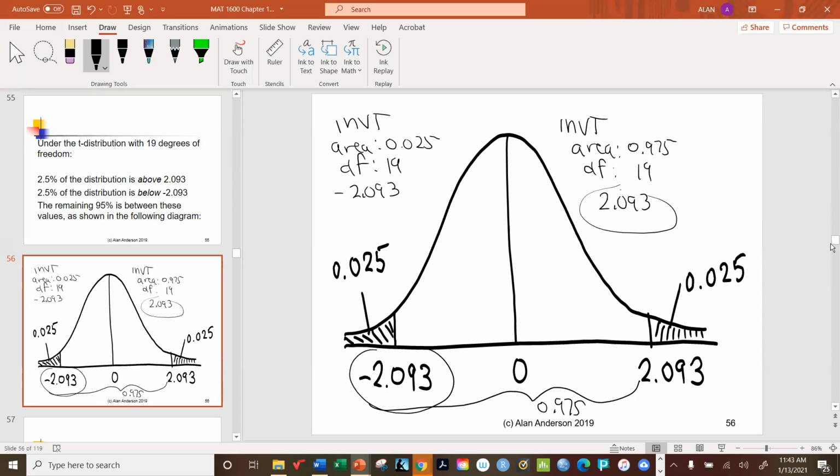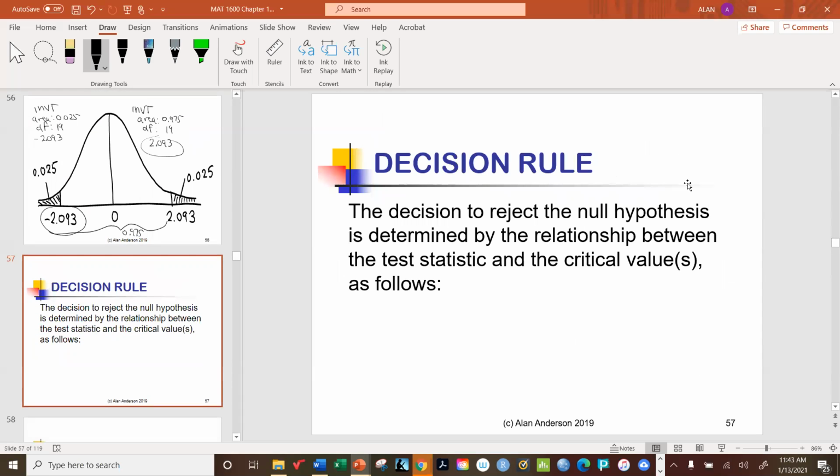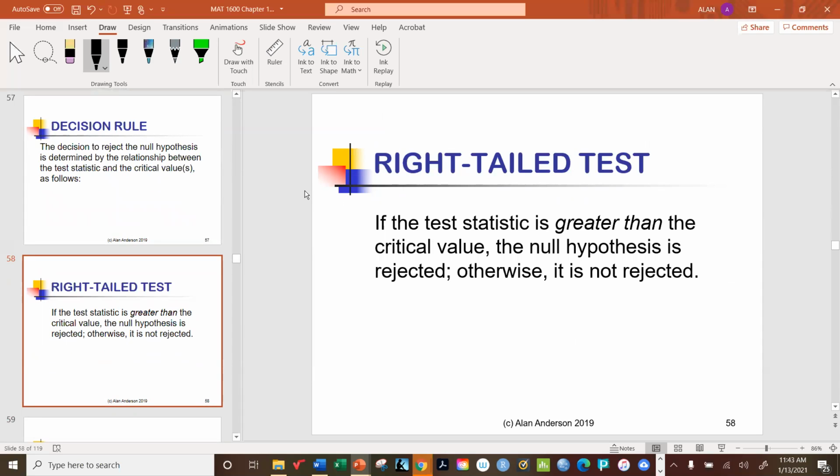All right, well, now that was a lot too. You can see now the decision rule, I think we already understand this very well. Basically, what it comes down to is if the test statistic lands in the rejection region, then you reject the null. That's why it's called the rejection region. So this is what we mean by the decision rule.